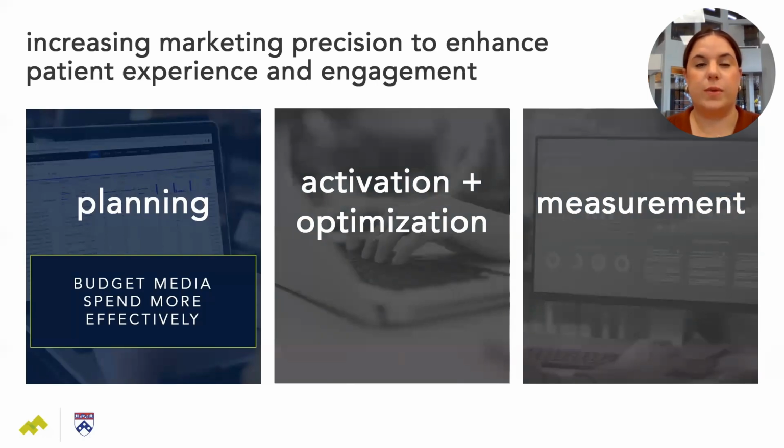And we need to make sure that we're being good stewards of that budget and that we're using them to maximize potential so that we can meet our healthcare organization's goals that are increasing, even though our budgets might be shrinking. So, planning and AI together help us budget media spend more effectively. And let's talk about a couple of ways that we do that.